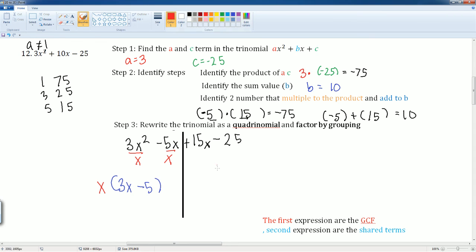And then here, it looks like we can pull out 5, leaving you with 3x minus 5, right? 15 divided by 5 is 3x. Notice now the first expression is your GCF. We know that as just x plus 5. And your second expression is your shared term, which is your 3x minus 5. There you go. That is number 12.